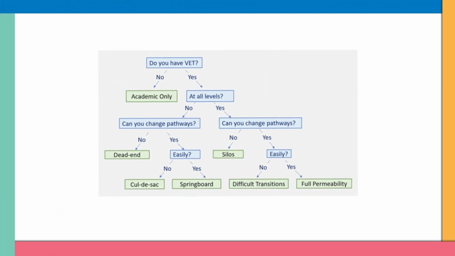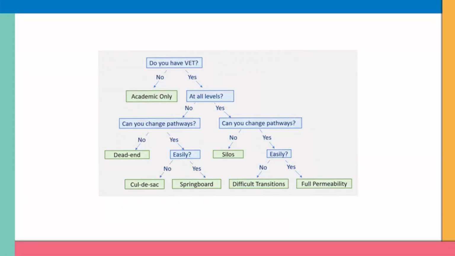The first question at the top is, do you have vocational education and training? If no, you're academic only. If yes, you can move on and ask the next question. And the second question is, do you have VT at all levels? And this helps to understand the level of opportunity in your system. So if you do not have VT at all levels, that means that your system can be one of the three types: dead end, cul-de-sac, or springboard.